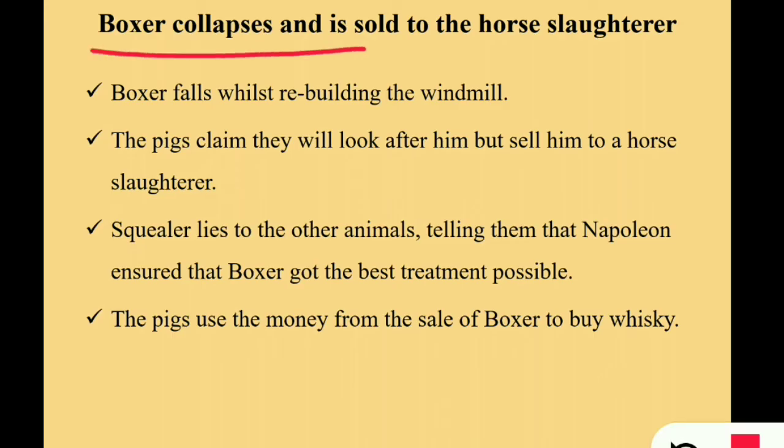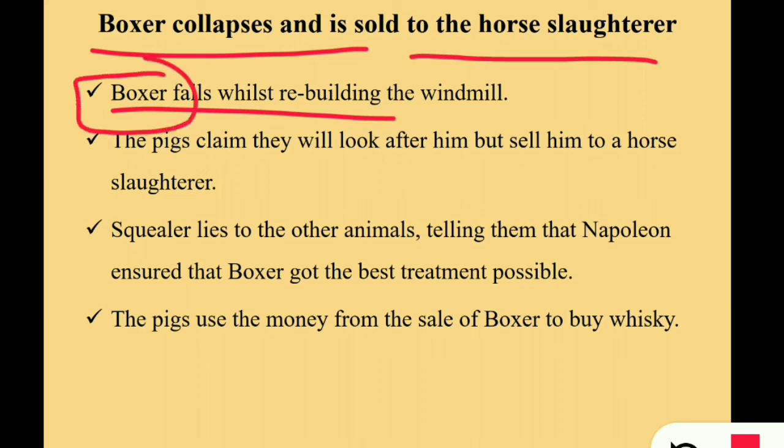Boxer collapses and is sold to the horse slaughterer. This is the second part. Boxer falls whilst rebuilding the windmill. Boxer is a horse and he is a very hardworking animal. When he was repairing this windmill, which had been destroyed, let's see what is ahead.